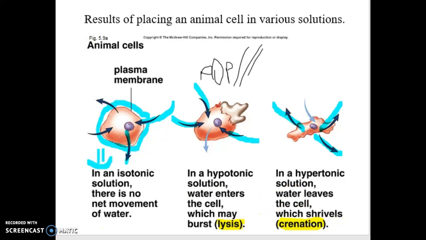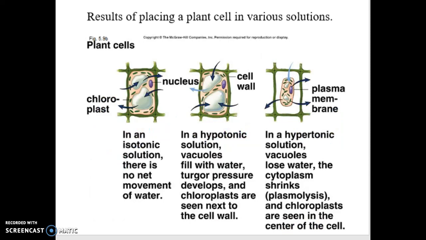So we definitely want to try to avoid putting our cells in hypotonic or hypertonic environments because of the damage that can occur. Now, putting a plant cell into this environment is a little bit different. Plants are always a little different. Isotonic environment, no big deal.